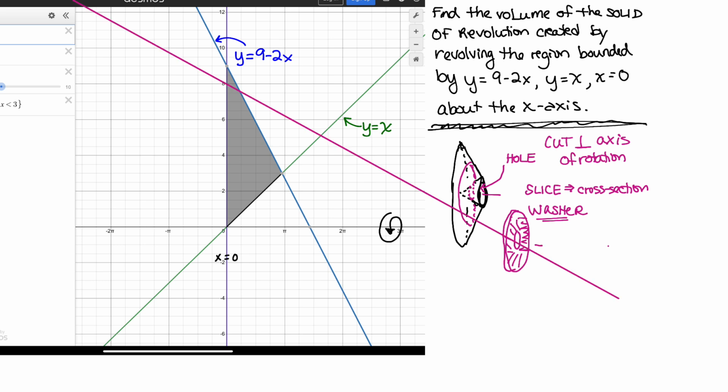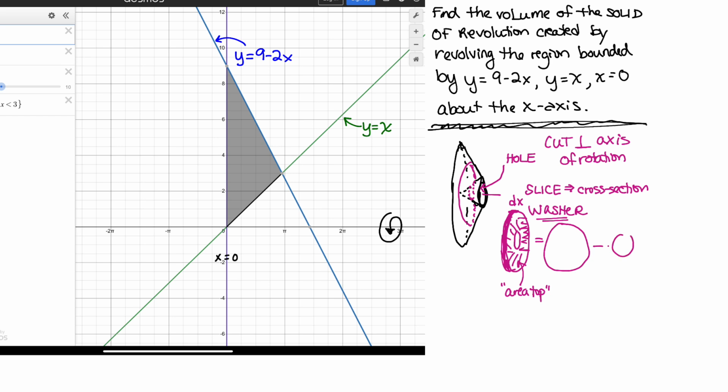If I'm looking to get the area of the top of that washer right there, because it has a thickness, and we know because we're cutting perpendicular to the x-axis, the thickness of that washer runs along the x-axis. So it's a dx thickness. But the area on the top is, in fact, a big circle minus a little circle. So we have a big circle, and then we're subtracting from it a little circle. And if I visualize it, I have this big radius here, this big R here.